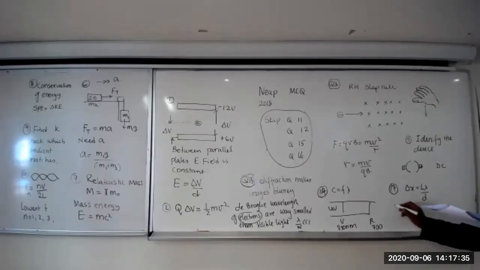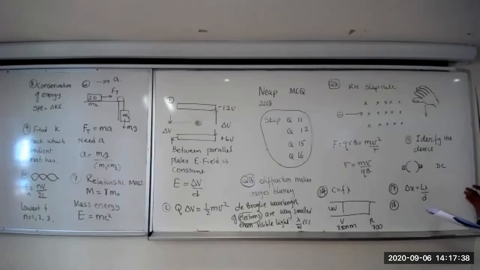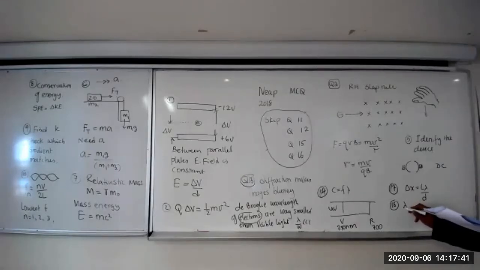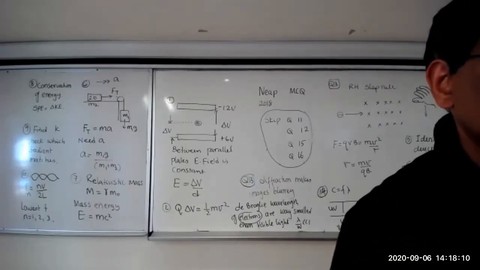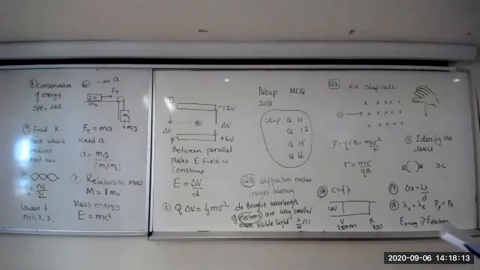Question 18. The energy of photons, if they have the same wavelength, same momentum, lambda of electron, they have the same momentum. The energies are different, but the energy of X-rays is always bigger. They're greater than the energy of electrons.